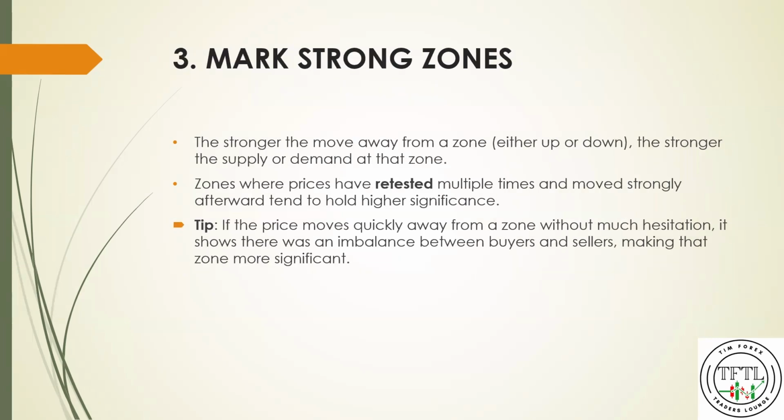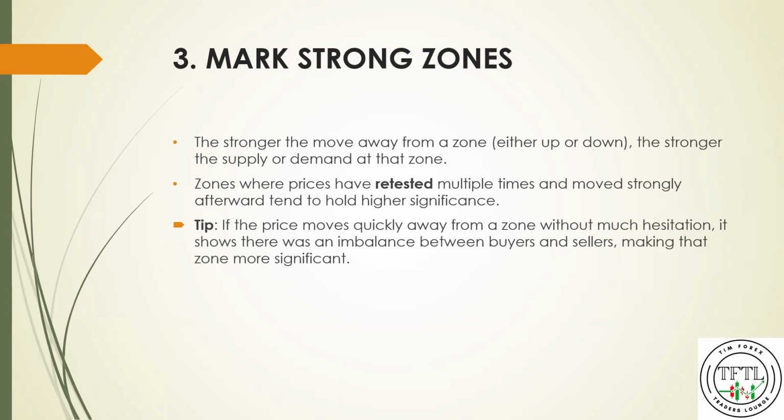The third thing that you need to understand now is how do you exactly mark these zones. So the key thing is that the stronger the move away from a zone, either up for demand or down for supply, the stronger the level becomes. Zones where price has retested multiple times and moved strongly afterwards tend to hold higher significance. So as a bonus tip, if the price moves quickly away from a zone without much hesitation, it shows that there was an imbalance between buyers and sellers, making that zone more significant or of interest for us as traders.